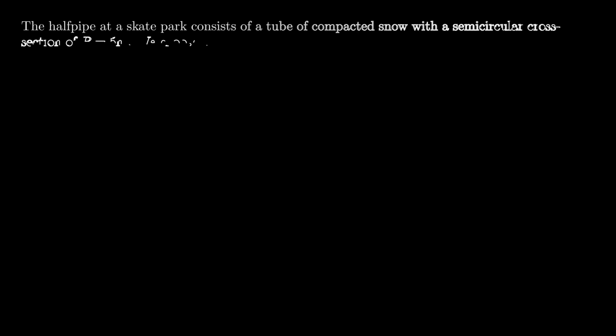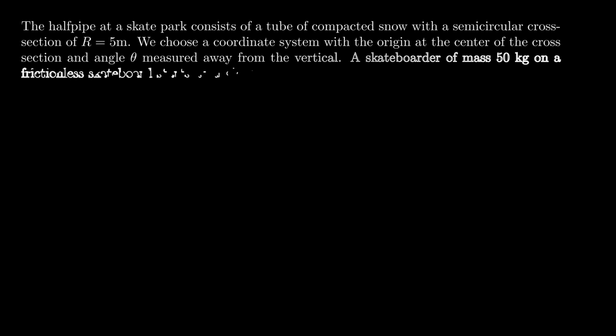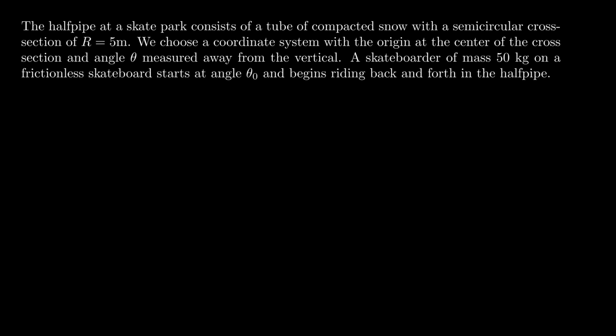Problem 7 tells us that the half-pipe at a skate park consists of a tube of compacted snow with a semicircular cross-section of r equals 5 meters. We choose a coordinate system with the origin at the center of the cross-section and angle theta measured away from the vertical. A skateboarder of mass 50 kilograms on a frictionless skateboard starts at angle theta naught and begins riding back and forth in the half-pipe.